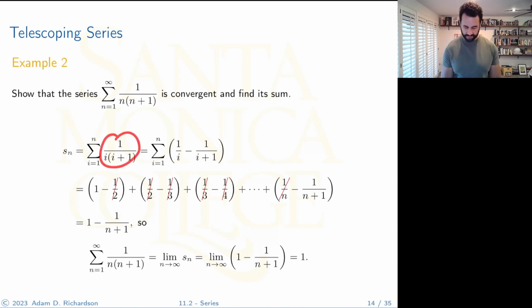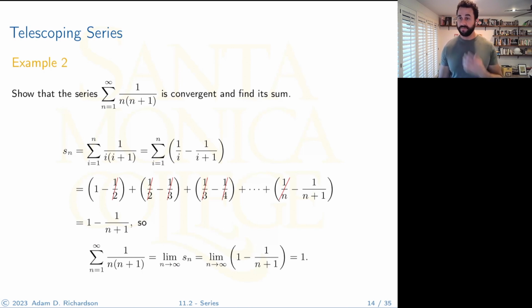We're going to add up the terms from i equals 1 to n. And we just showed that this sequence can be written as this sequence instead. And now I'm just going to literally long form write out some of the terms. So here's when i is 1, you get 1 minus 1 half. Here's when i is 2. Here's when i is 3. Here's when i is n. And what you can see is that you're going to get all this cancellation. So all these terms on the inside drop out. And what you're left with at the end is just 1 minus 1 over n plus 1, like so.